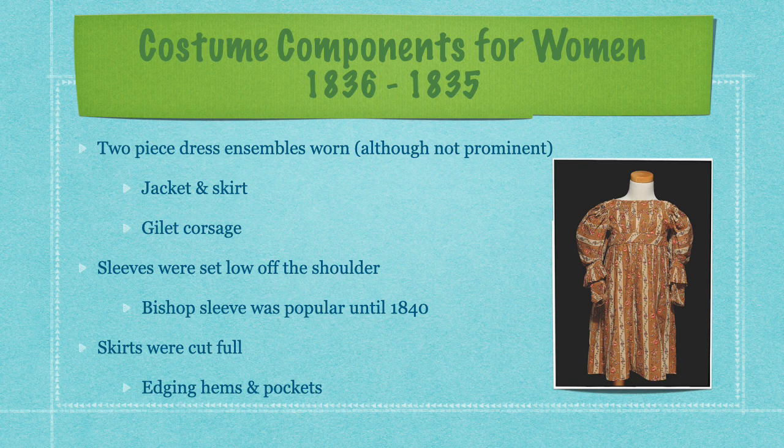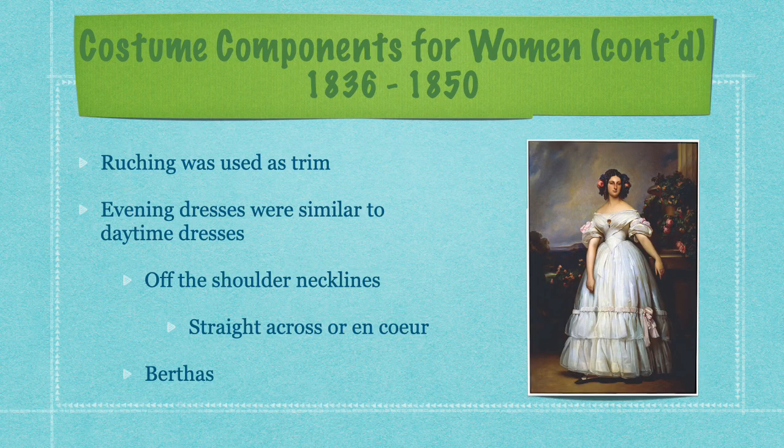Skirts were full. Fullness was gathered into the waist. Innovations in skirt constructions from about 1840 included edging the skirt hems with a braid to prevent wear and sewing pockets into skirts. Trimmings included ruchings, pleated or gathered strips of fabrics, clones, scallops, and cordings.